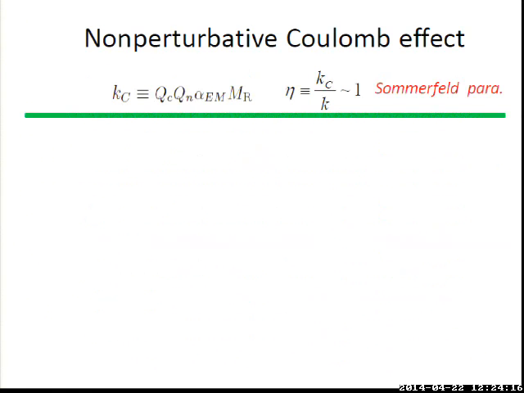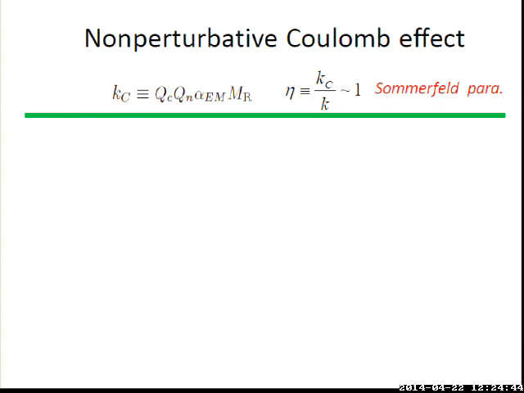So for the Coulomb effect, the way I want to approach this is to first define a characteristic momentum associated with the Coulomb. This is the charge of the core and the charge of the nucleon. So now for the proton it is 1. And alpha is the QED fine structure constant. mu_R is the reduced mass. And this is the ratio, a famous ratio here.